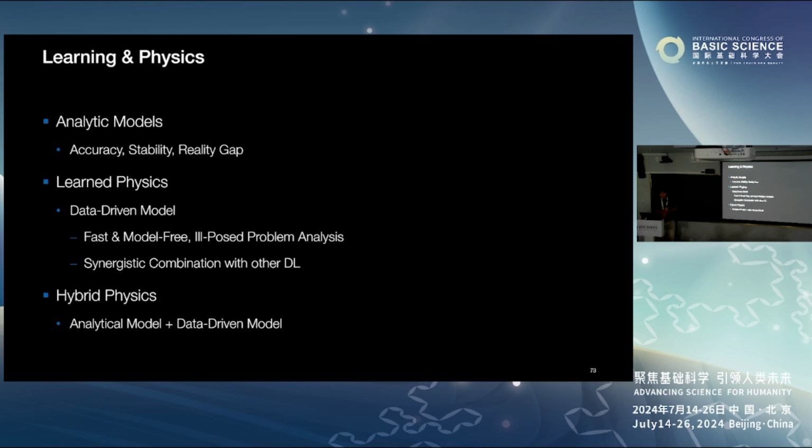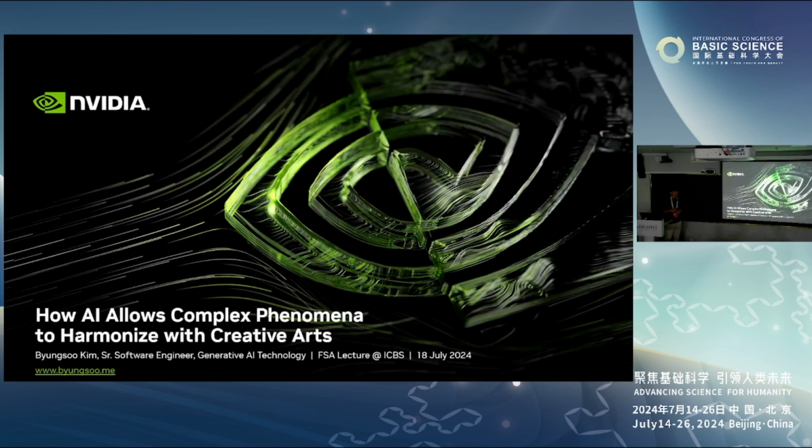So in this talk, I have introduced some of our works in the sense of learned physics and some high-level physics, and those kinds of models have pros and cons. But we could find some good ways to use them for digital content creation. And that concludes my talk. Thanks for listening.